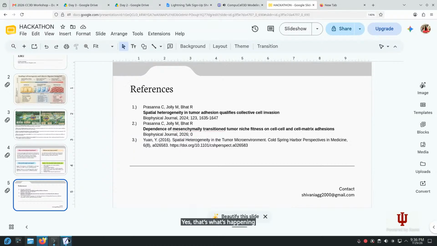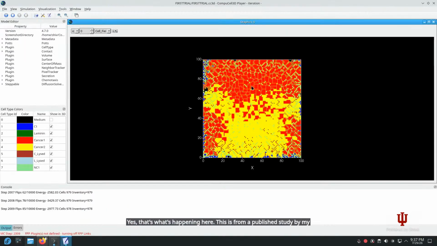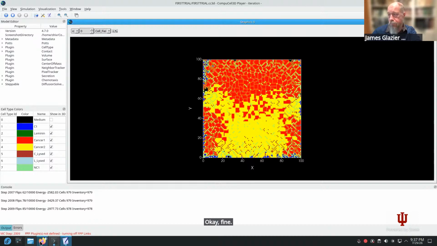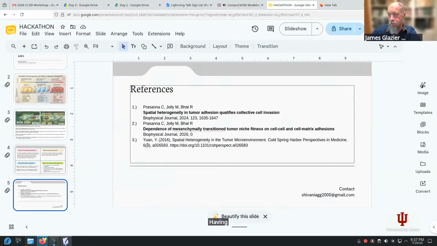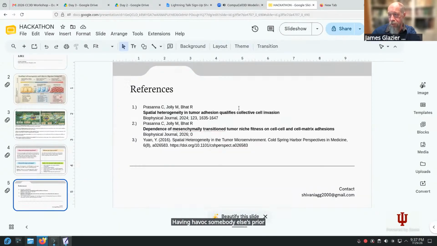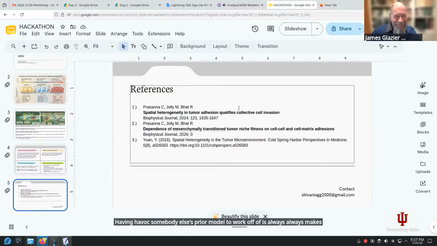This is from a published study by my senior. Okay, so that sounds fine. Having somebody else's prior model to work off of always makes things easier. So I think that's great.